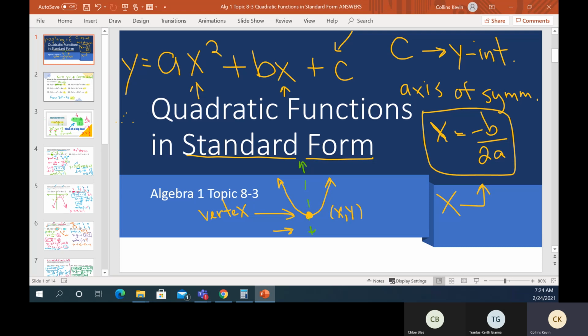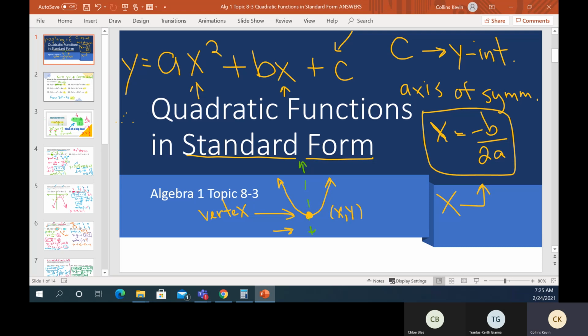Okay. C is also the y-intercept. And this is true of any function. Doesn't matter what kind of function, doesn't matter how big or anything else. If there's just a plain number in the function, that is your y-intercept. Any kind of function, not just quadratics. So that's probably a good little piece of knowledge to tuck in your back pocket. All right.